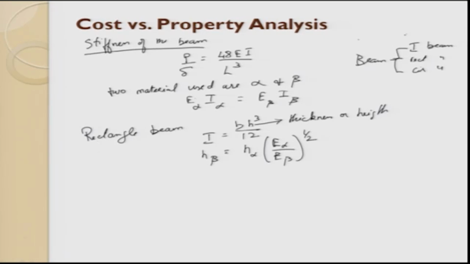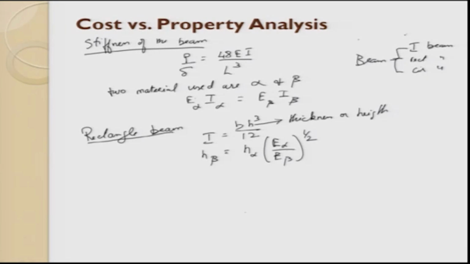We have done the stiffness of the beam. We have tried to find out for two different materials, and just for a rectangle I have given it. So if you want to do it for other beams, you can try. What we have done is we are trying to find out the thickness of the cross-section area, and this relationship can be used for comparing two different materials.